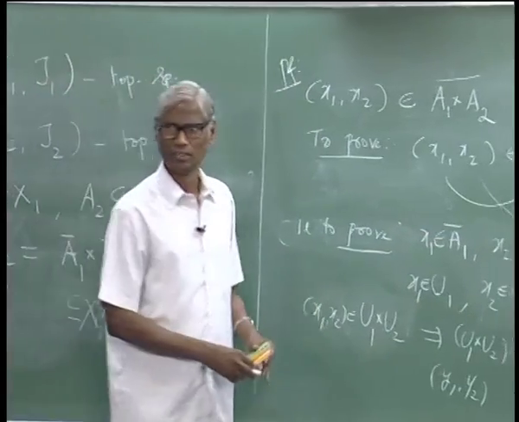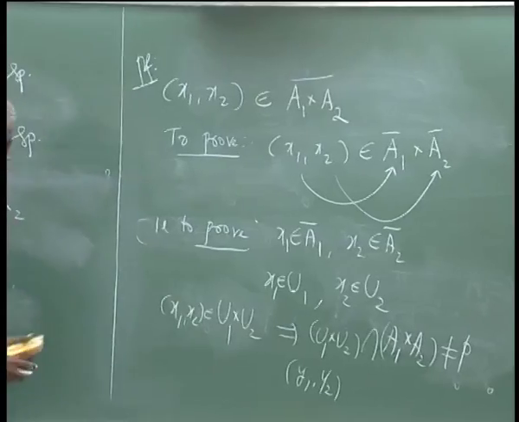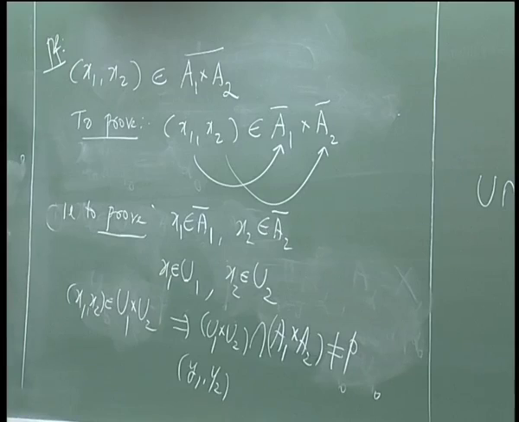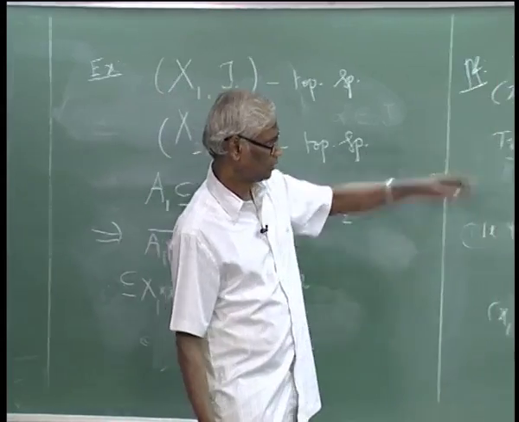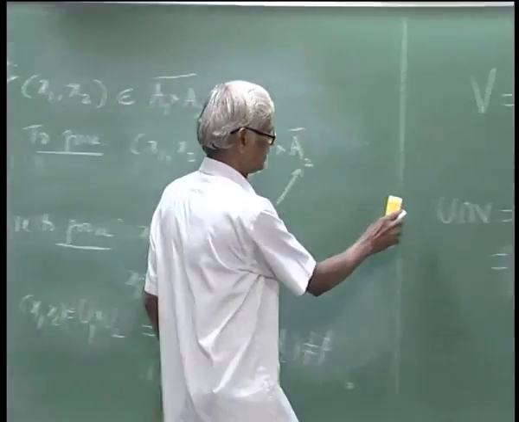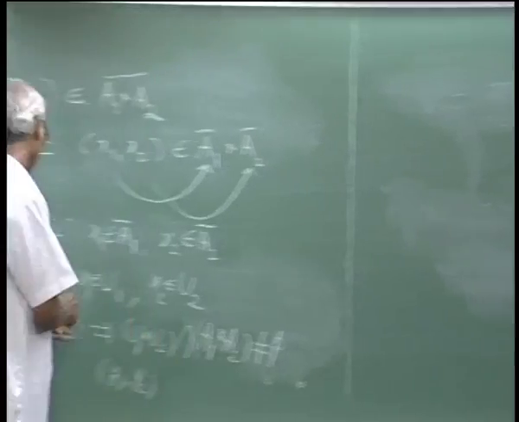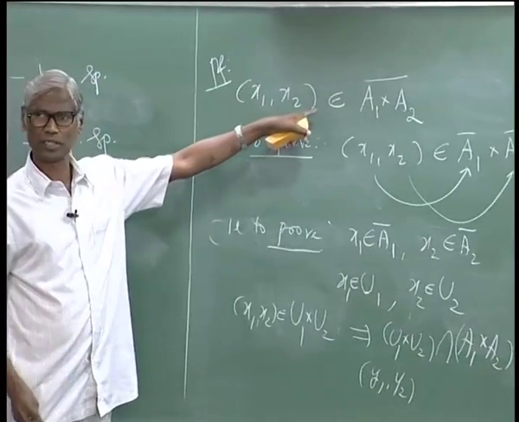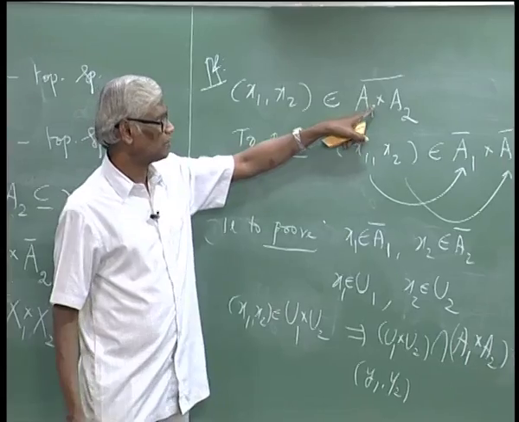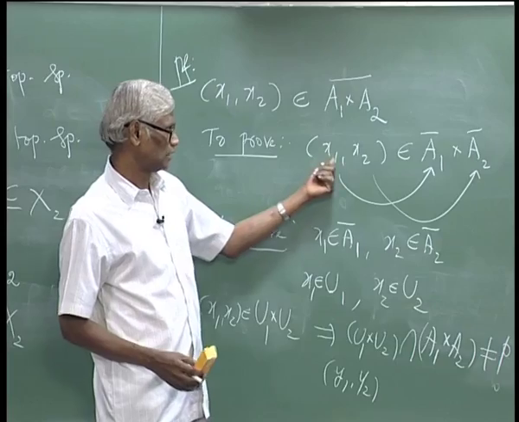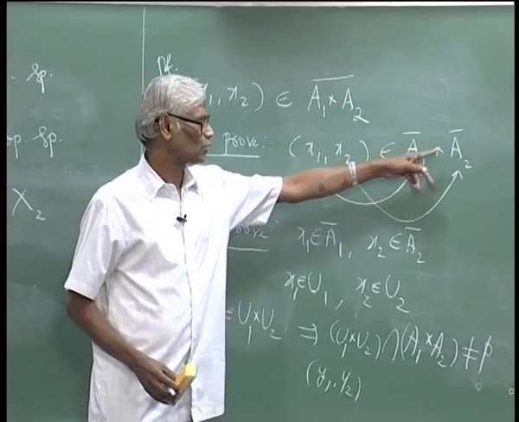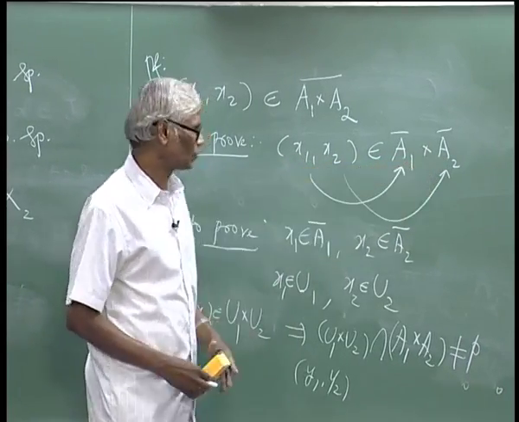Is all right? Yeah. So, hence (x1, x2) belongs to A1 cross A2 closure. Yeah, let us just recall what the question is. So, we started with the ordered pair (x1, x2) belonging to the closure of A1 cross A2. So, we wanted to prove that that is in A1 closure cross A2 closure.